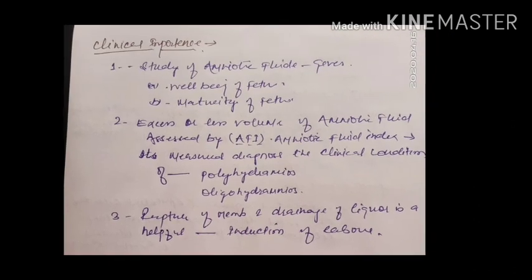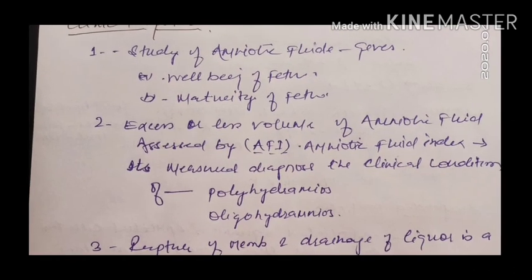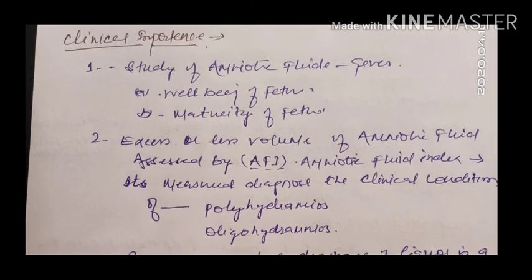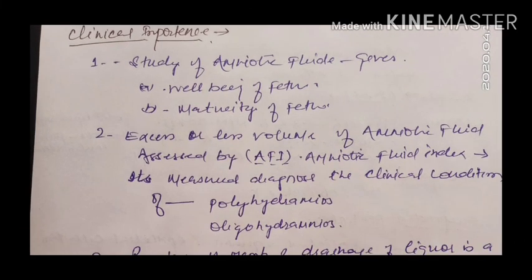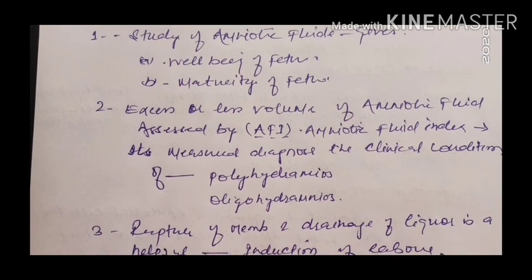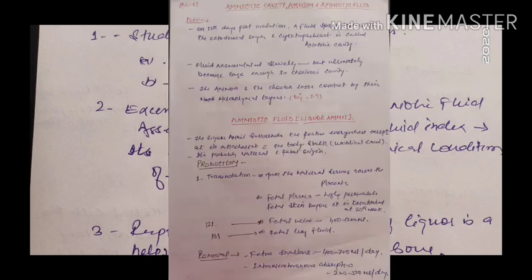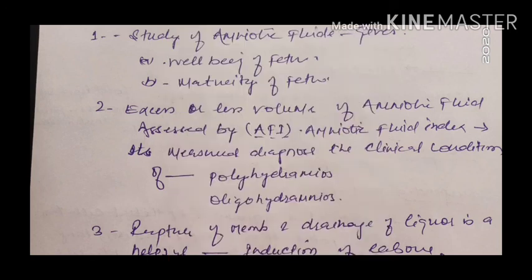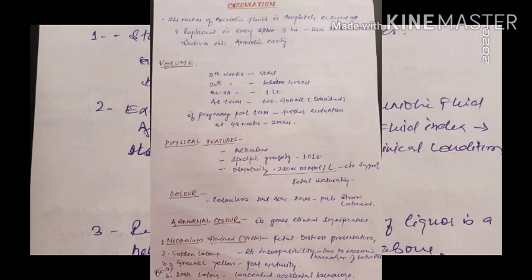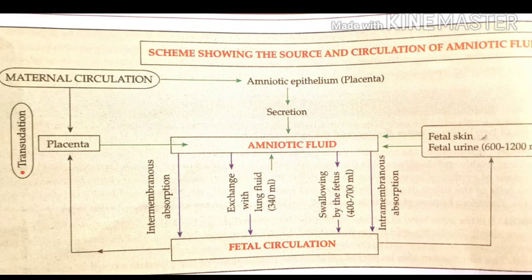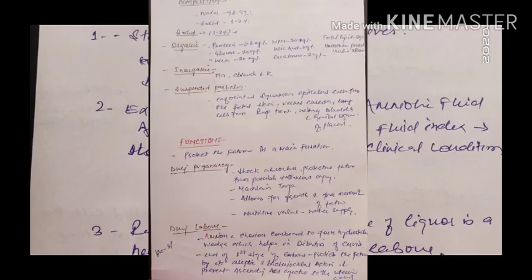Right. What is the clinical importance? A study of the amniotic fluid gives ideas about the well-being and maturity of the fetus. Second, excess and less volume of amniotic fluid is assessed by the AFI, amniotic fluid index. It has two conditions. First one is polyhydramnios, which means amniotic fluid is excess in amount, and second is oligohydramnios, which means less amount of amniotic fluid. Third, rupture of the membrane and drainage of liquor is helpful for the induction of labor. Okay guys, thank you very much.